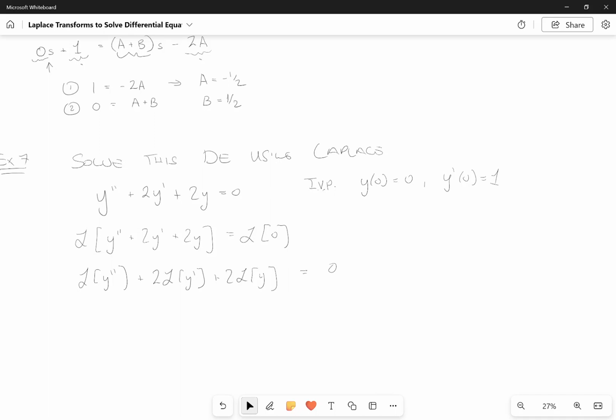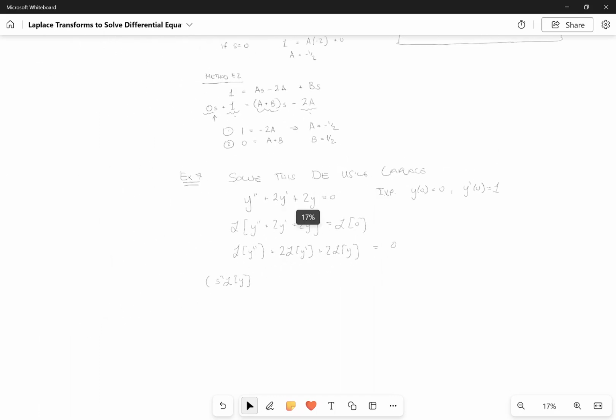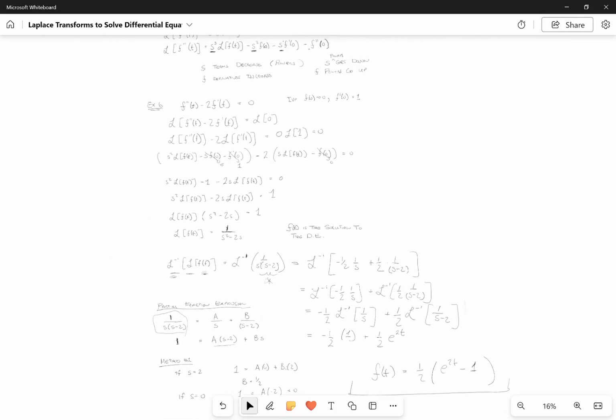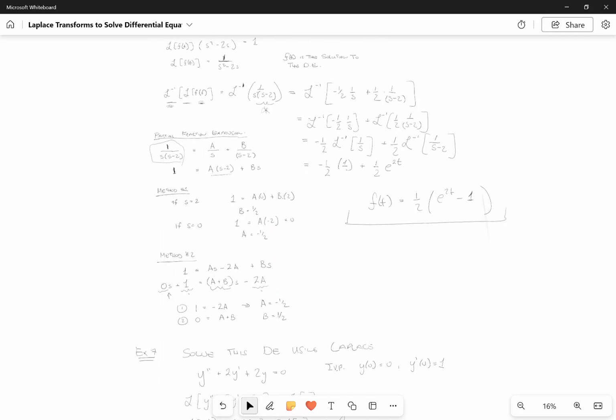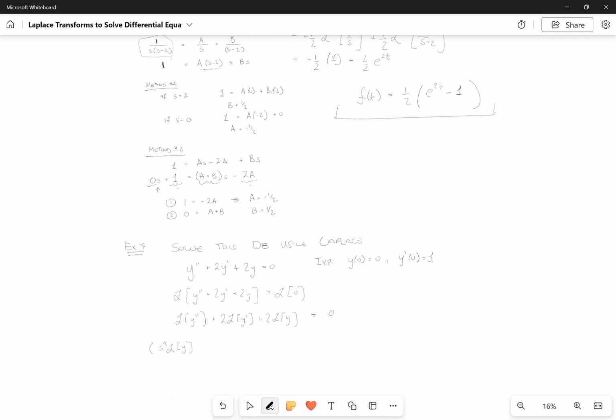Now we need to plug in our L at y double prime. Well, what is that exactly? Let's do the first one. L at y double prime is s squared Laplace of y. Now we have to start taking away. And if you remember, let's go back up to the top: the powers of s go down and the primes go up.